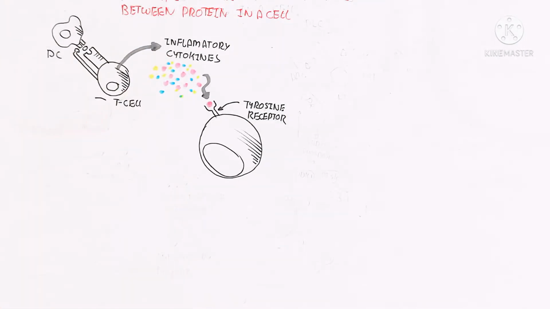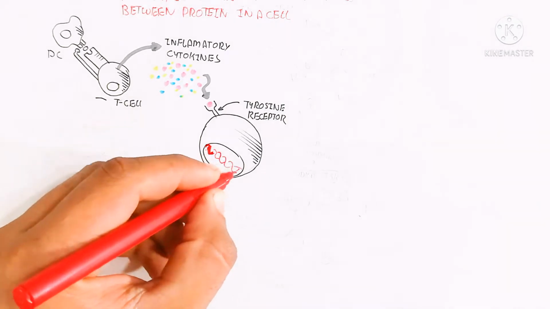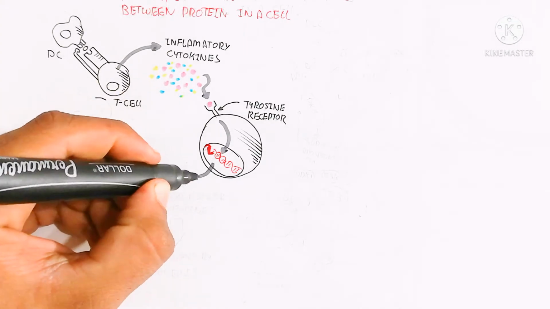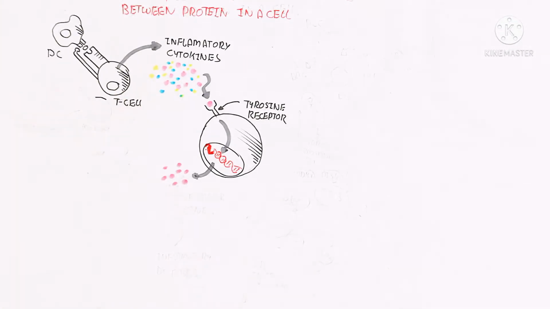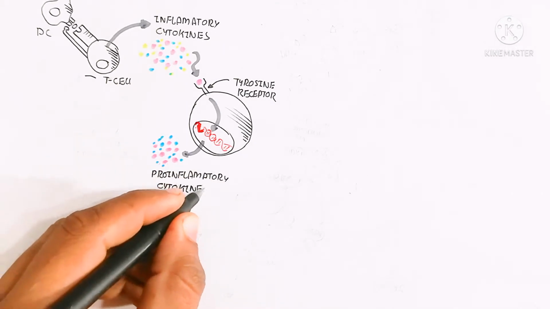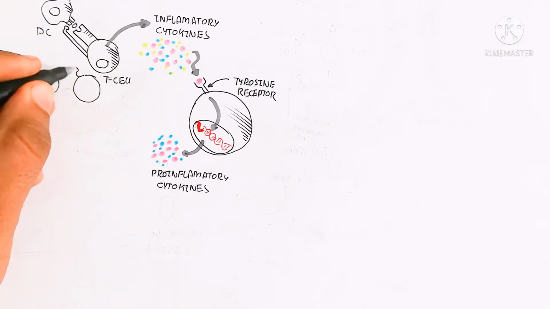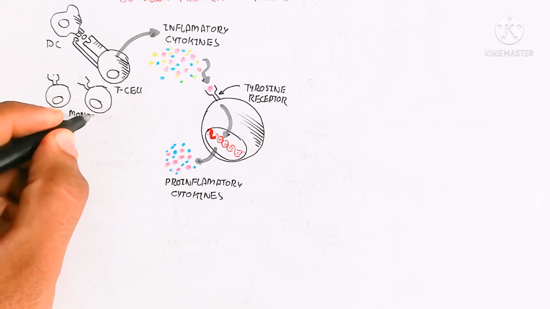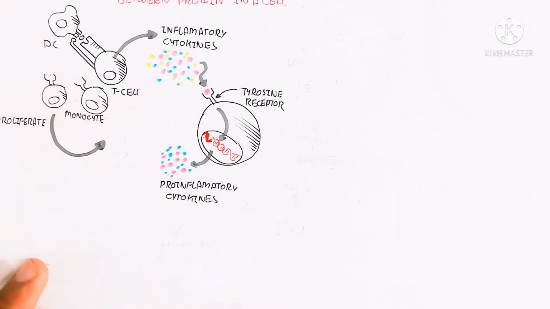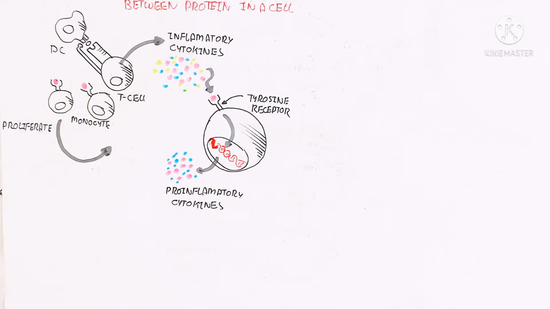So after the binding, a cascade of phosphorylation events will occur, which will produce a transcription factor that will bind the DNA to synthesize the protein or some other pro-inflammatory cytokines, which can bind with other cells for proliferation. For example, the monocyte will be bound with the tyrosine receptor by the inflammatory cytokines to proliferate into the macrophage. So that means the differentiation of the cell and cell division is very important for the tyrosine JAK-STAT signaling pathway.